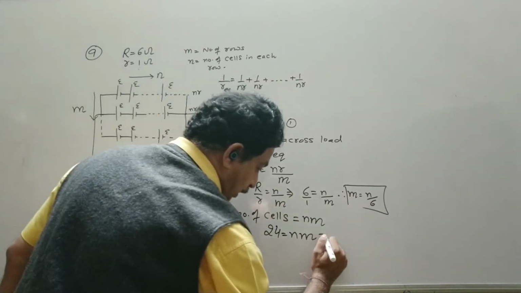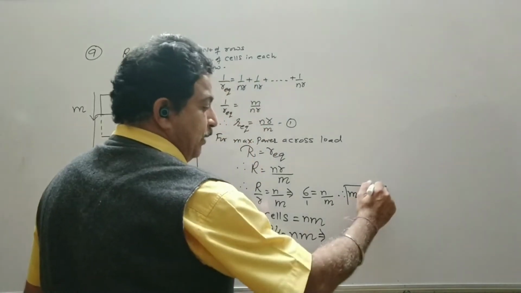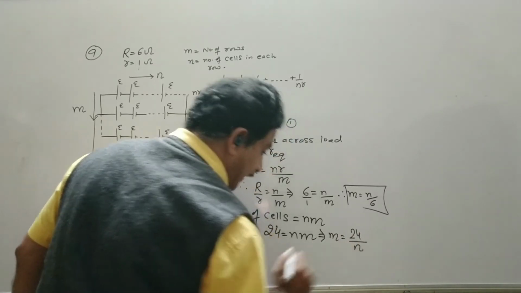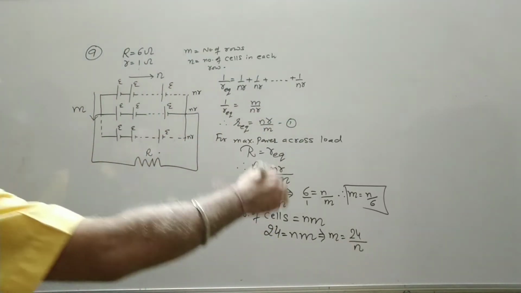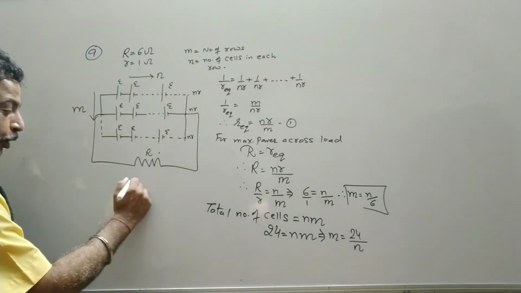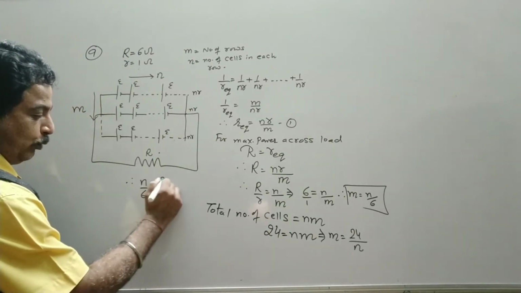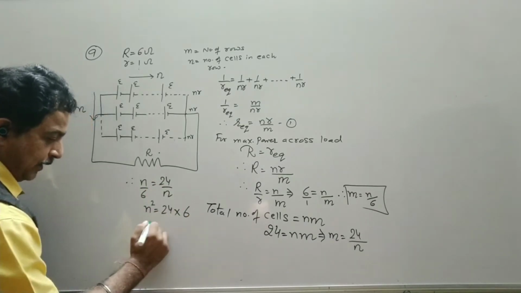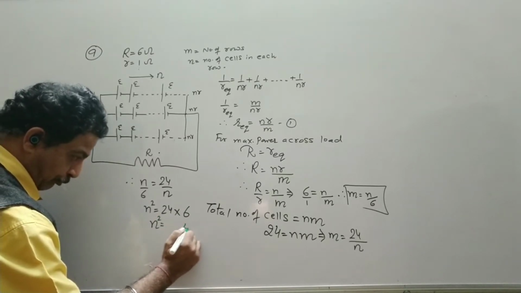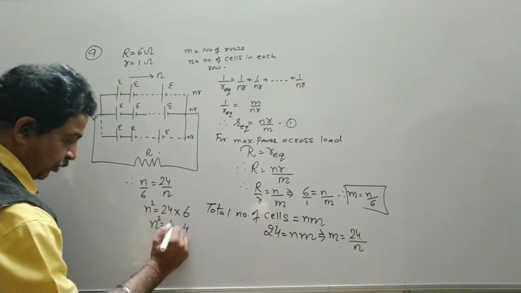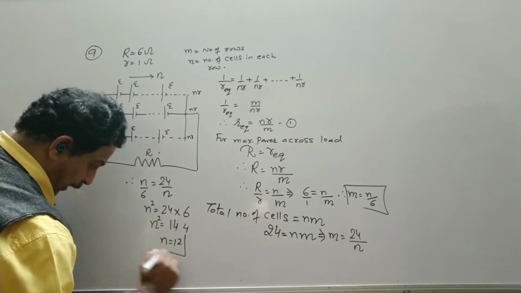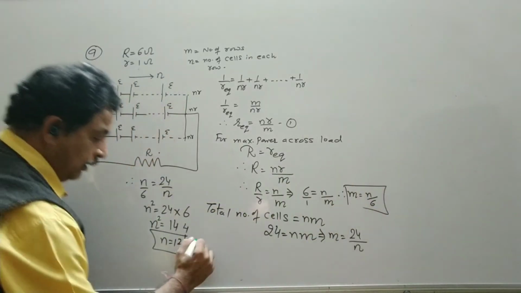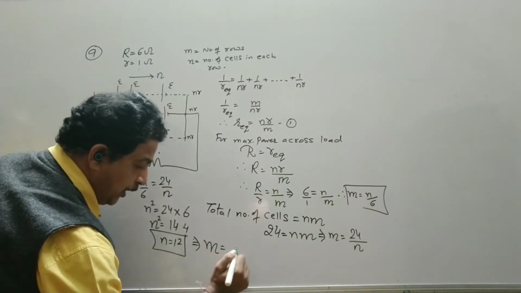This implies, again, m is equal to n by 6, and from this, m is equal to 24 by n. Now we compare these two values of m, and therefore n by 6 is equal to 24 by n. Therefore n squared is equal to 24 into 6, that is 144. So n is equal to 12. Now once n is equal to 12, m should be equal to 2.